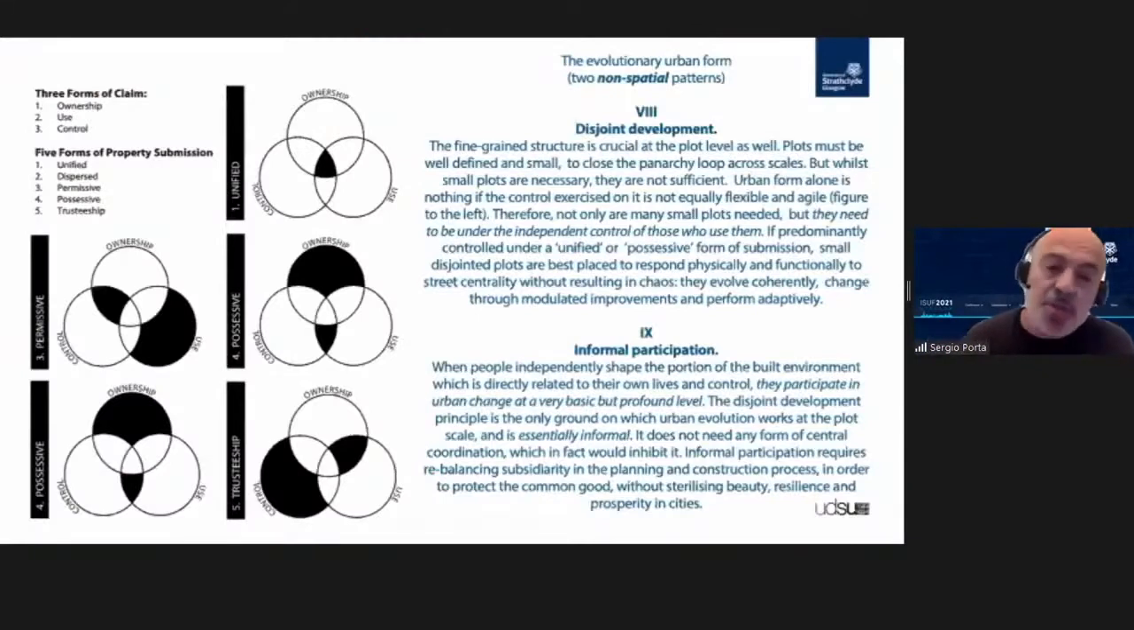But there are also 2 most important non-spatial patterns that we had recursively found in cities which have demonstrated adaptability through time, etc. And these have to do with control and with the independent development of plots. So these are eminently political matters.